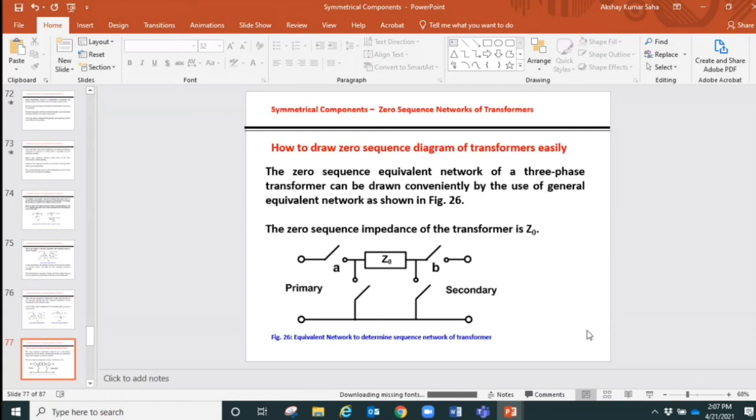So this is only for the transformer, but we must remember there are two series switches and two shunt switches, which will help us to draw the reactance diagrams for the zero sequence only, not the positive and negative sequence. Those are easier as compared to the zero sequence network.